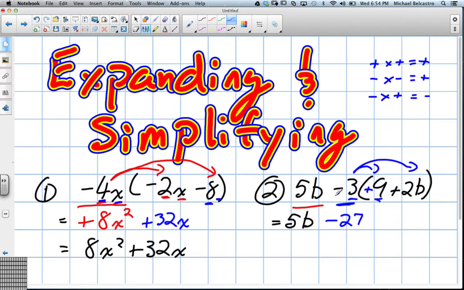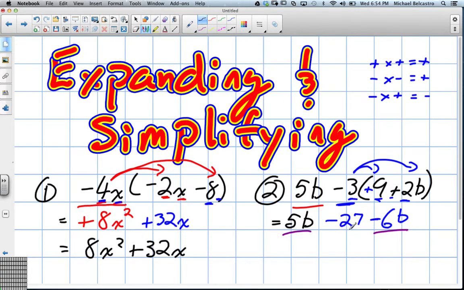In our other case, negative 3, so negative times a positive, what is that going to give us? Negative. That's right. What is 3 times 2? 6. And this b, what do we do with that? Just leave it on the end. Now, are there any like terms with what we have? 5b and negative 6b. That's right. Those are both like terms.